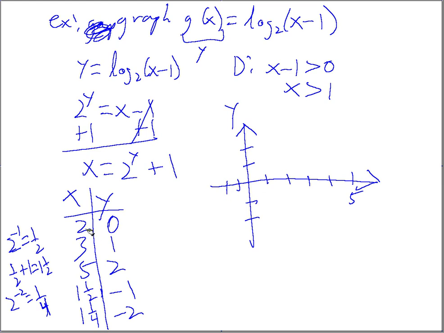Let's look at the x-intercept 2, 0. So instead of having 1, 0 we had last time, now we have 2, 0. Keep that in mind. All right. 3, 1. All right. 5, 2. All right. And then 1.5, negative 1. So 1.5 is here's 1. Here's 1.5. Right. Negative 1.